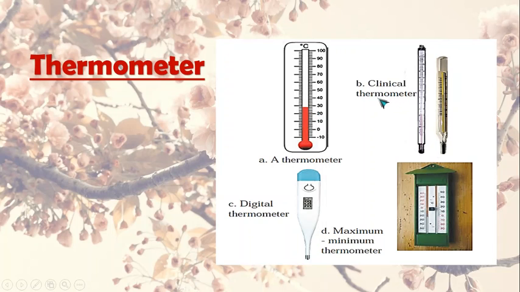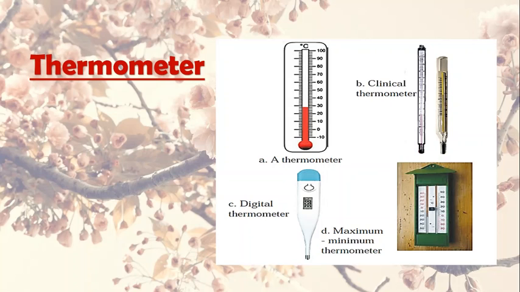Figure B is a clinical thermometer. As the temperature of a healthy person is 37 degrees Celsius, clinical thermometers are designed to measure the temperatures between 35 degrees Celsius and 42 degrees Celsius.